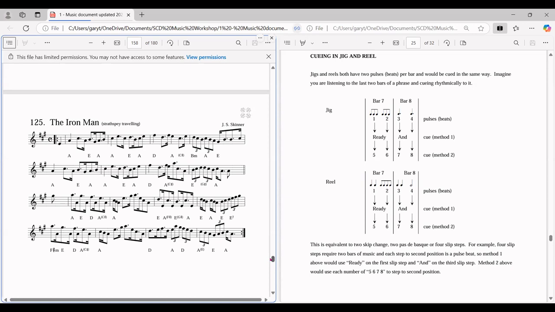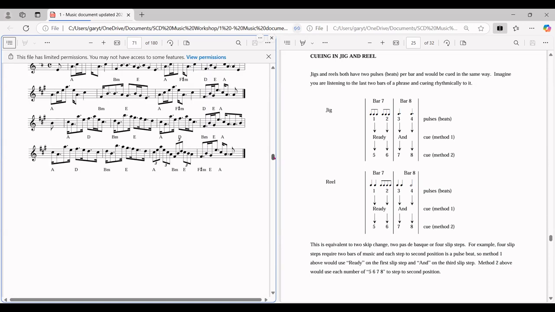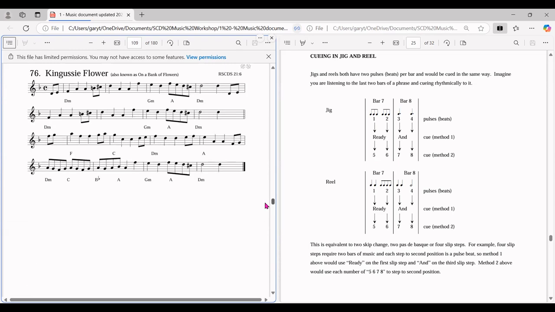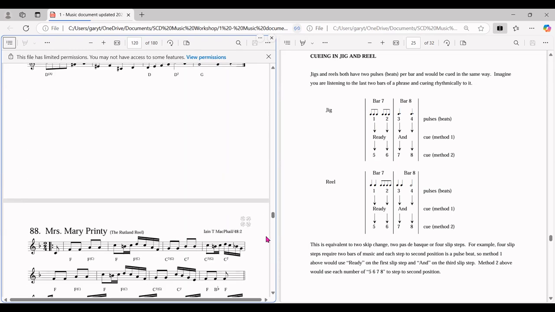And now we're going to head into the world of step practice tunes and why certain tunes are very helpful to have in your arsenal.